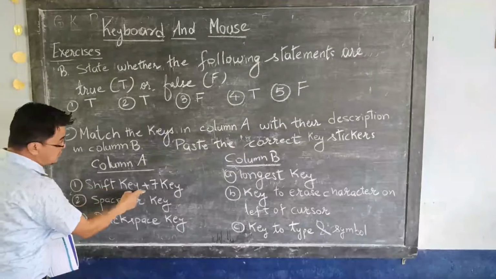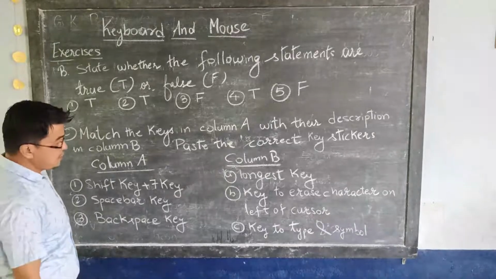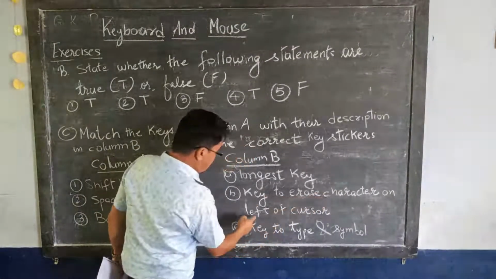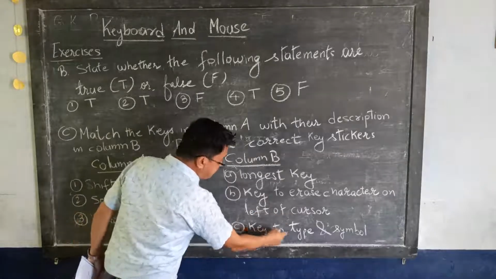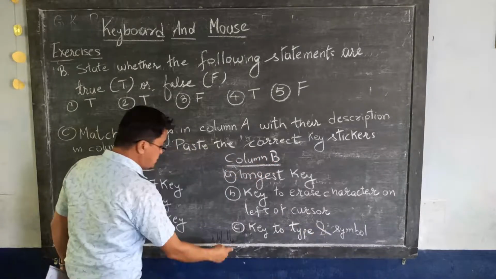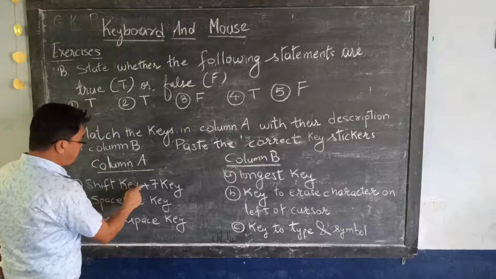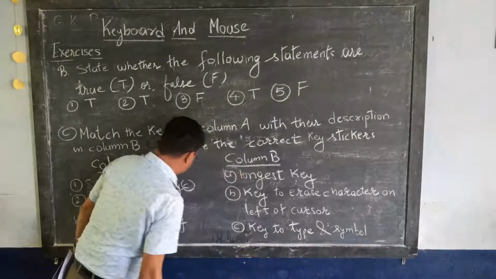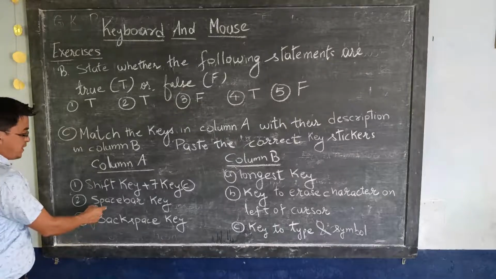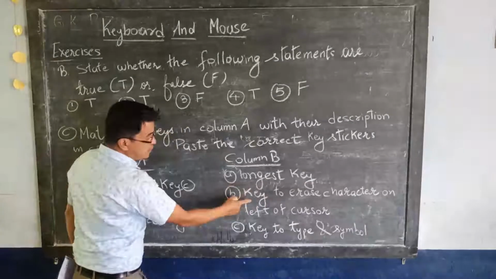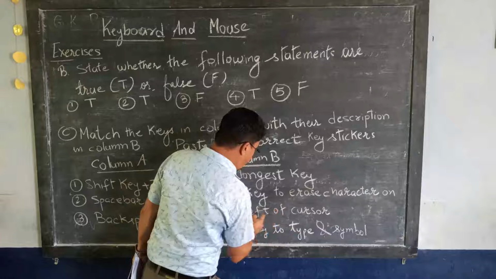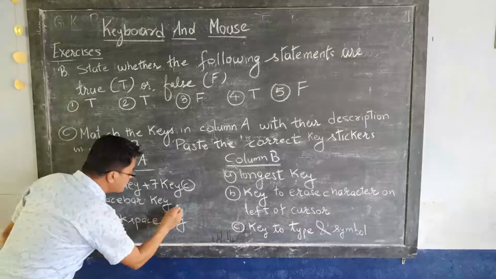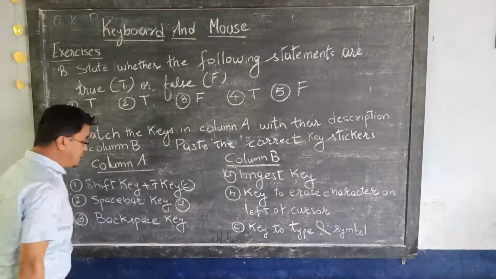Now shift key plus 7. Now this is longest key. No. Keys to erase characters left of cursor. This one no. And keys to type and symbol. So this is C. Shift key plus 7 key is C, that is keys to type and symbol. Number 2, space bar key, longest key. So space bar key is the longest key, A, longest key.